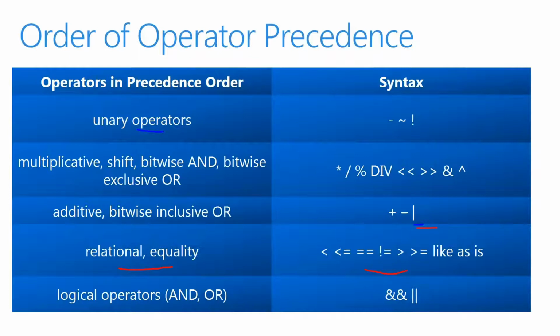The fifth is our logical operators, our and or, the double ampersand representing the and, and the double bar representing the or. And lastly is our conditional. This is the true ternary operator of the question mark and the colon that is associated with those expressions.